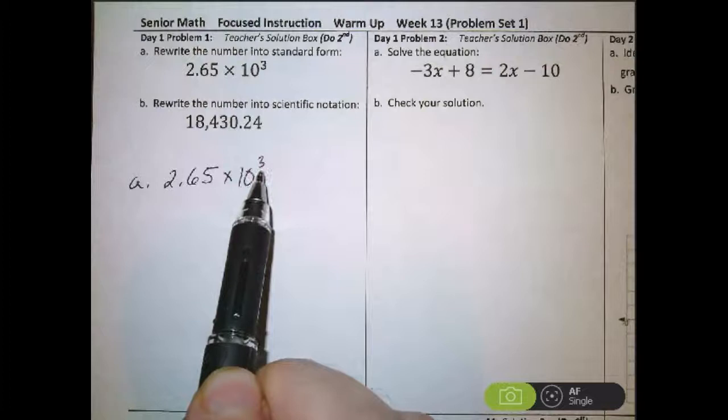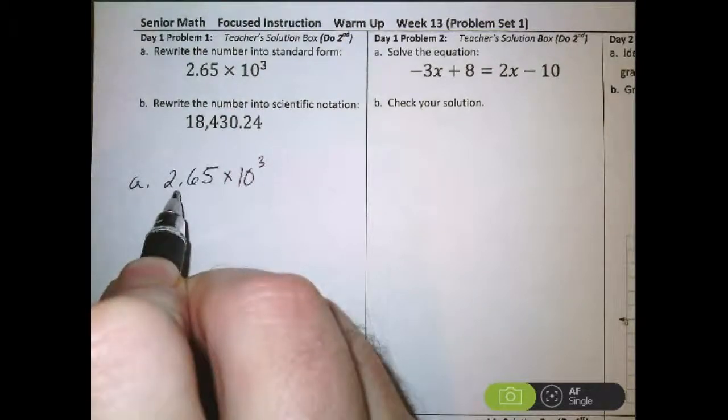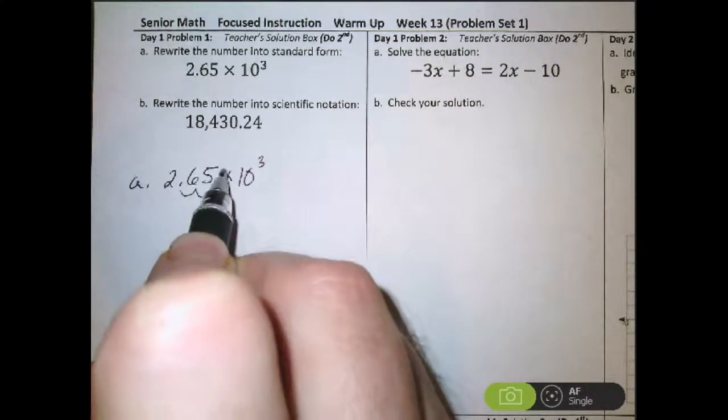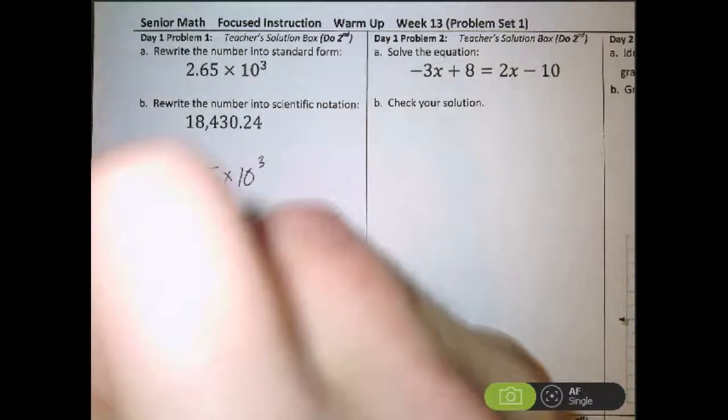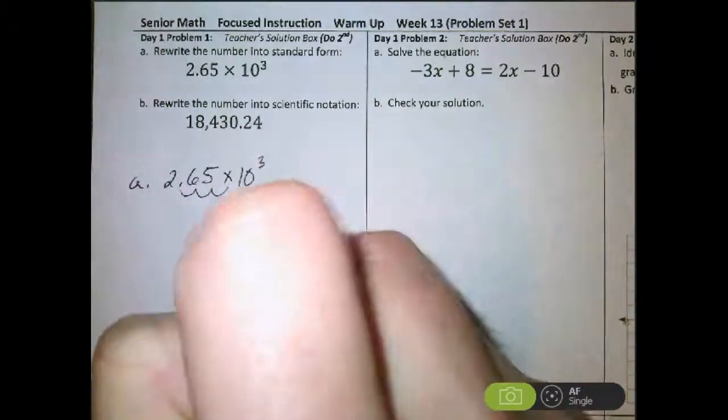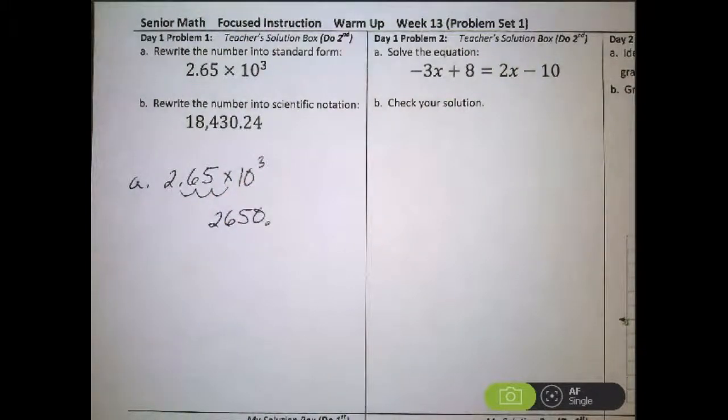If the exponent on the 10 is positive 3, then that decimal point has to move 3 spots to the right. 1, 2, 3, and the last one will be filled in with a placeholder 0. This makes 2, 6, 5, 0, and then the decimal point, 2,650.